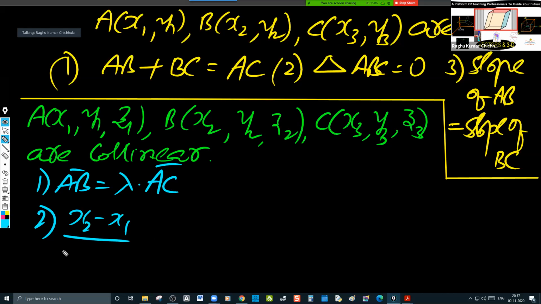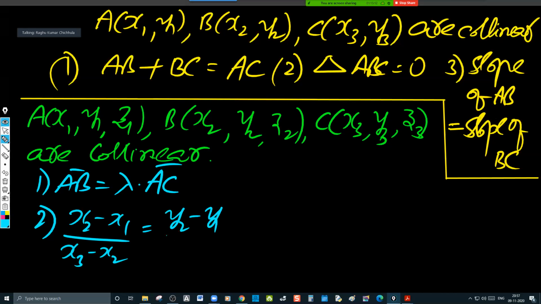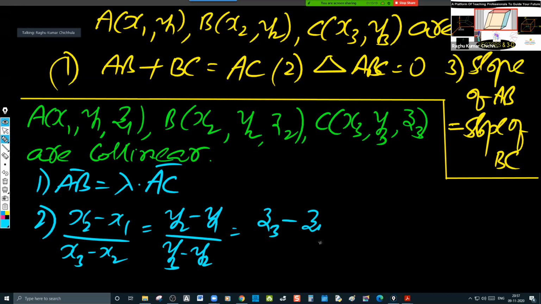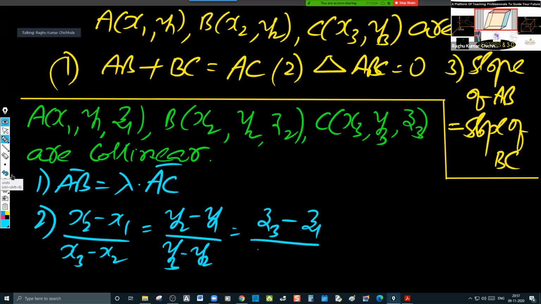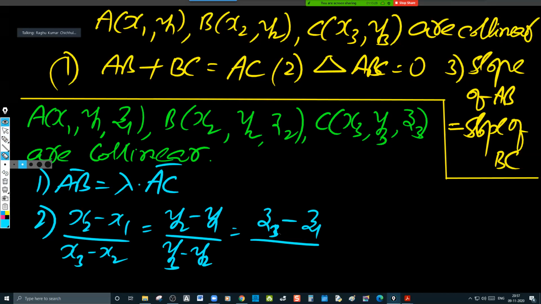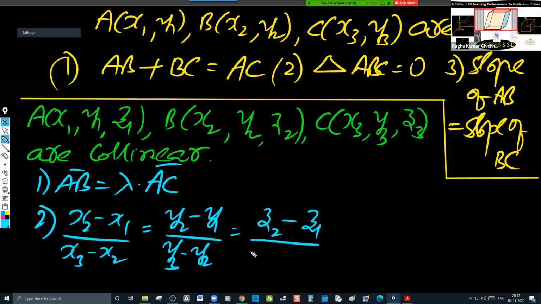Come on, anyone? Do you extend this? Y2 minus Y1 by Y3 minus Y2. Z2 minus Z1 by Z3 minus Z2. Or otherwise, just now I said, half modulus of AB bar cross AC bar is equal to 0.